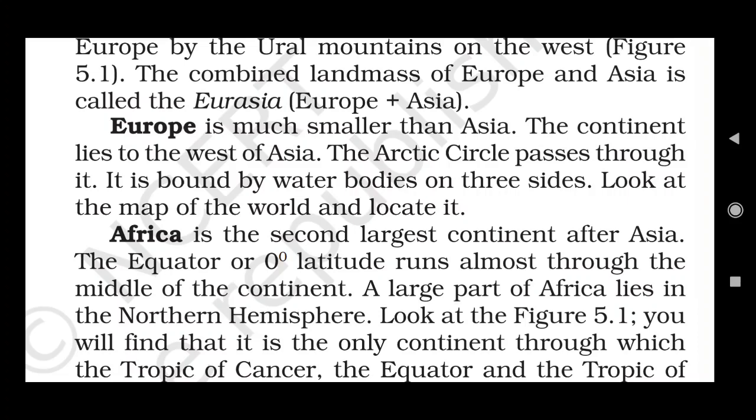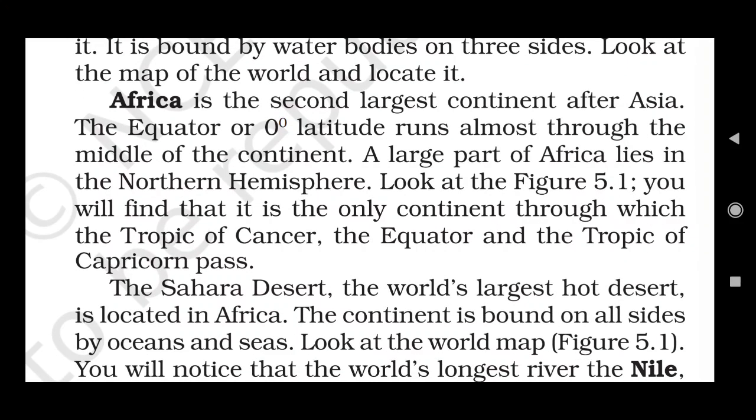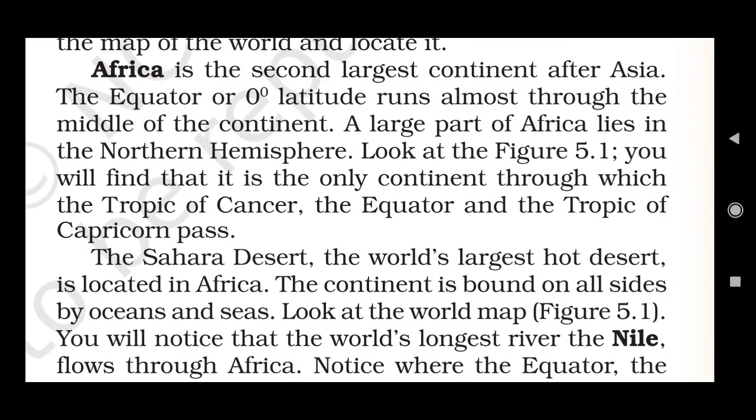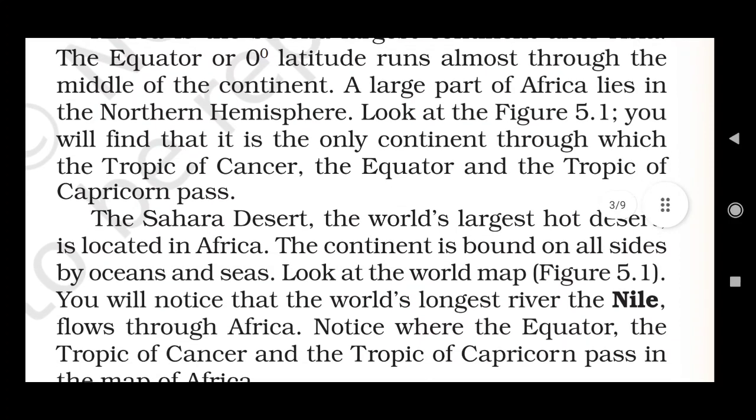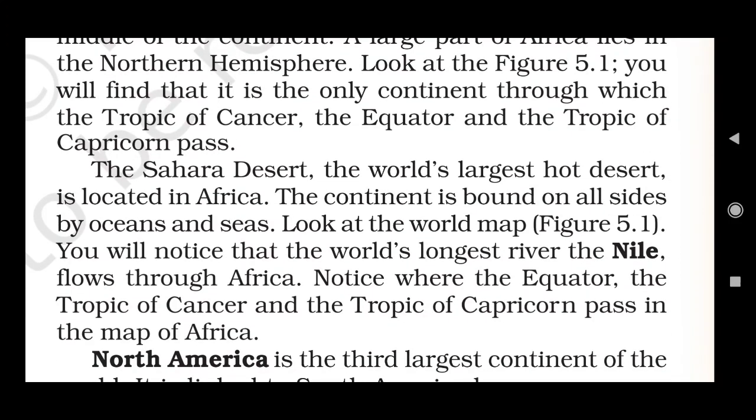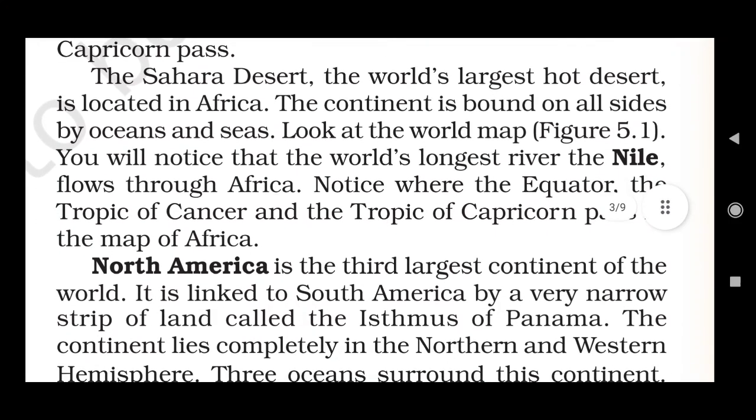Look at the figure 5.1. You will find that it is the only continent through which the Tropic of Cancer, the equator and the Tropic of Capricorn pass. The Sahara Desert, the world's largest hot desert, is located in Africa. This continent is bound on the sides by oceans and seas. Look at the world map, figure 5.1. You will notice that the world's longest river, the Nile, flows through Africa. Notice where the equator, the Tropic of Cancer and the Tropic of Capricorn pass in the map of Africa.